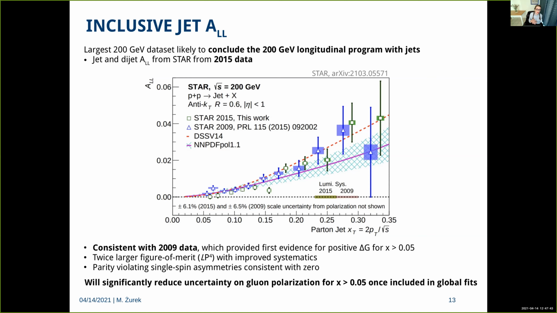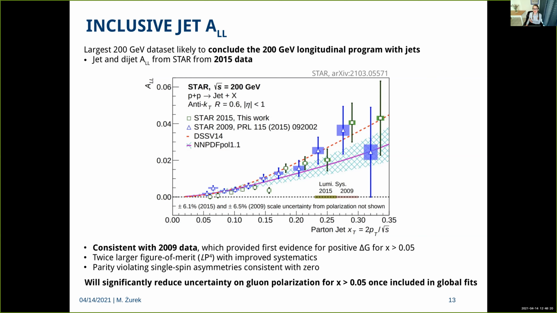You can see that both data sets are consistent with each other. The 2015 data has smaller statistical uncertainties, since we have a twice larger figure of merit. We have also improved systematics, originating mostly from the improved underlying event correction technique and better calibration of the central barrel for this data set.